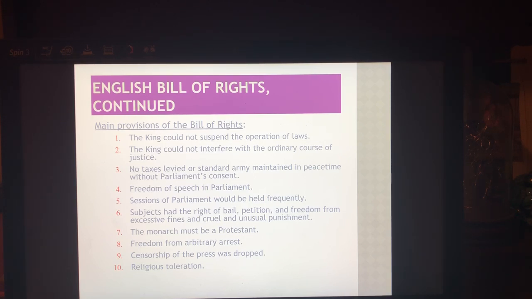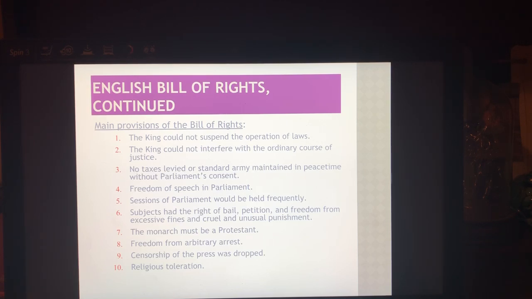Basically, like we have here in the United States, we have the fall session and then the spring session of Congress. Subjects have the right to bail, that means to post bail to get out of jail, and to petition the government to address grievances. There is freedom from excessive fines and cruel and unusual punishment. Those are things that we see in our Bill of Rights today. The monarchy must be Protestant. We get freedom from arbitrary arrest, that you have to know why you're being held. That's called habeas corpus.